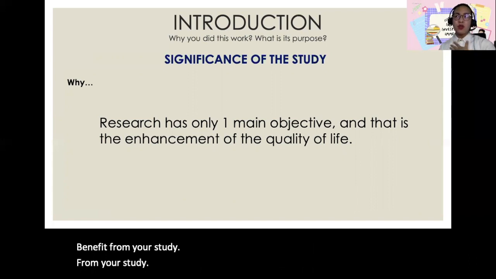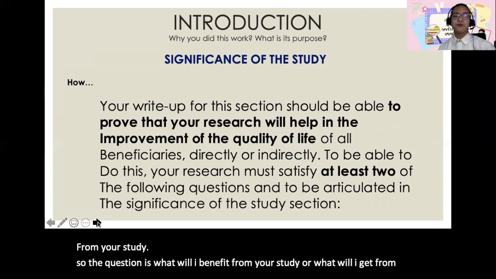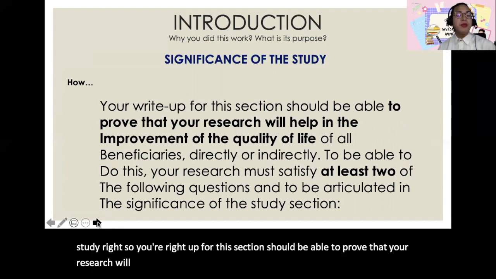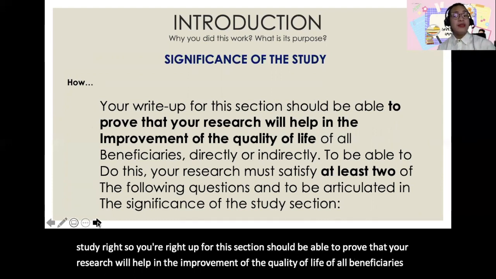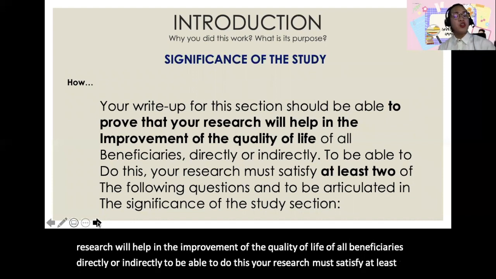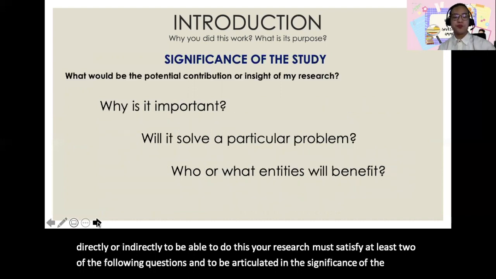So the question is, what will I benefit from your study? Or what will I get from your study? All right? So your write-up for this section should be able to prove that your research will help in the improvement of the quality of life of all beneficiaries, directly or indirectly. To be able to do this, your research must satisfy at least two of the following questions and to be articulated in the significance of the study section.